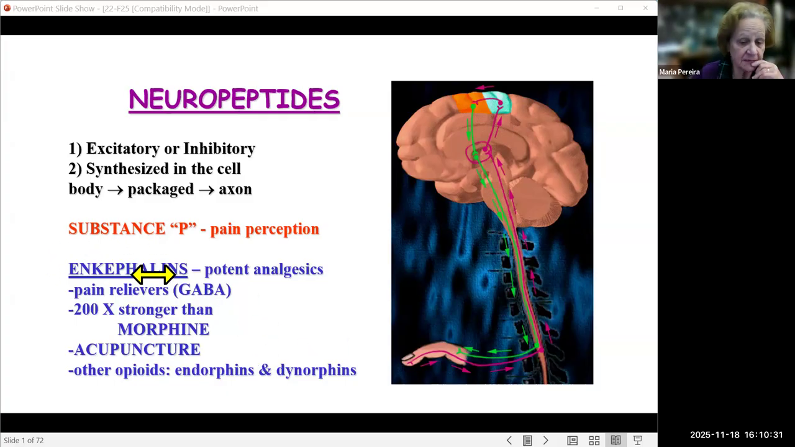So the enkephalins, they act at GABA receptors. They influence GABA receptors. And they can be considered opioids, and they are 200 times stronger than morphine. So that's amazing. And actually, it's thought that acupuncture, which relieves pain, will activate the release of enkephalins and other opioids. So you have endorphins and dynorphins and enkephalins. All these are analgesics, our own analgesics.